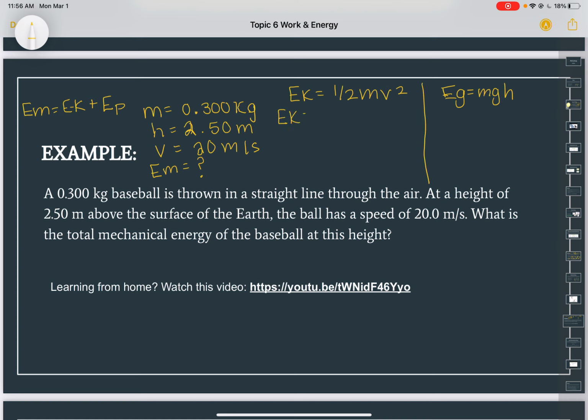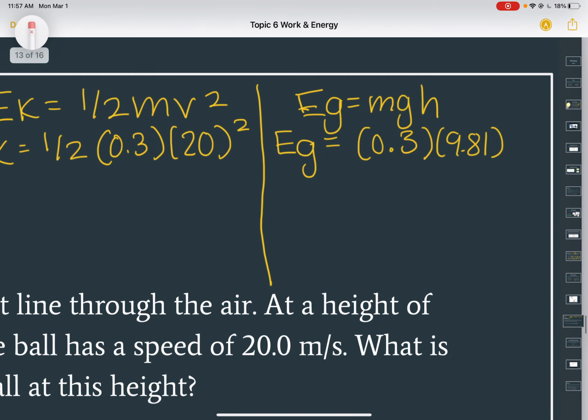To figure out our EK, it's 1/2 our mass, which is 0.3, multiplied by our velocity squared. And then for our other one, EG is equal to our mass, which is 0.3, times gravity, which is 9.81, multiplied by, maybe I don't have enough room here.